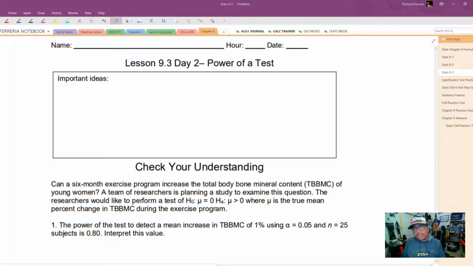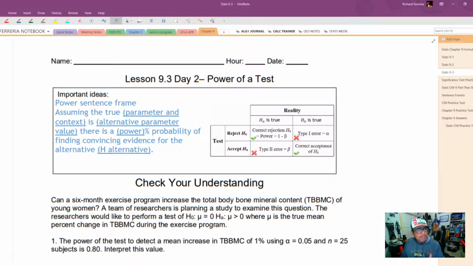This brings us to the important ideas for today. So we have the power sentence frame, and the sentence frame is: assuming that the parameter in context is alternative parameter value, then there is a power % probability of finding convincing evidence for the alternative hypothesis, H alternative.